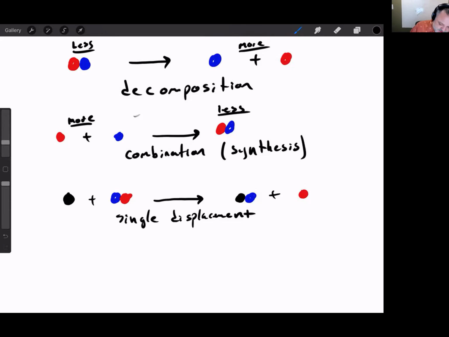Okay, let's take that same idea because I've got a single displacement and I also have double displacement. We're going to need a new color for that one, though.